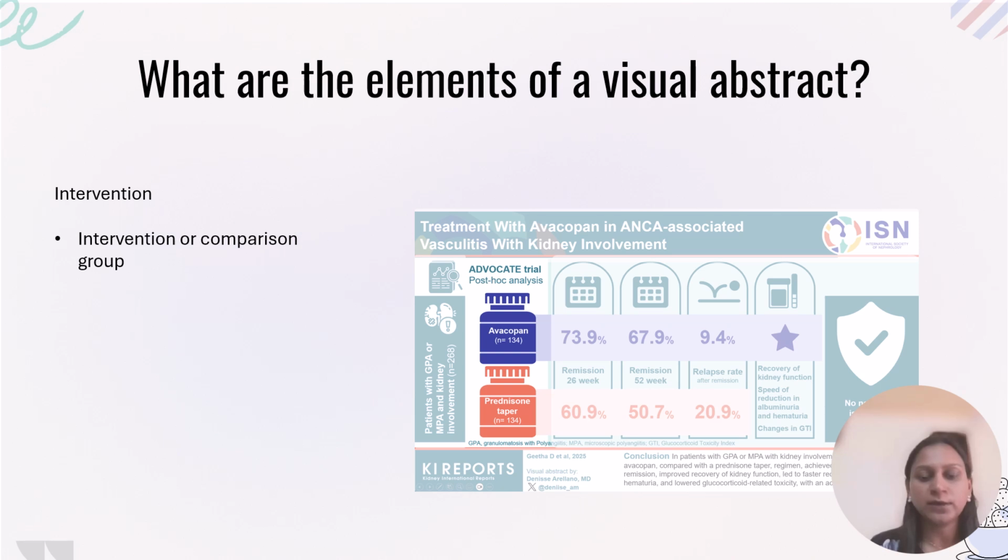Now coming to the intervention in the methodology section. Usually in randomized control trials, we have intervention arm and the control group. So if you look at the intervention arm, it is usually depicted first. The intervention arm goes on the upper side by convention, and the control arm is lower down. So by convention, in all visual abstracts, the intervention goes up and the standard of care or the control group is lower down.